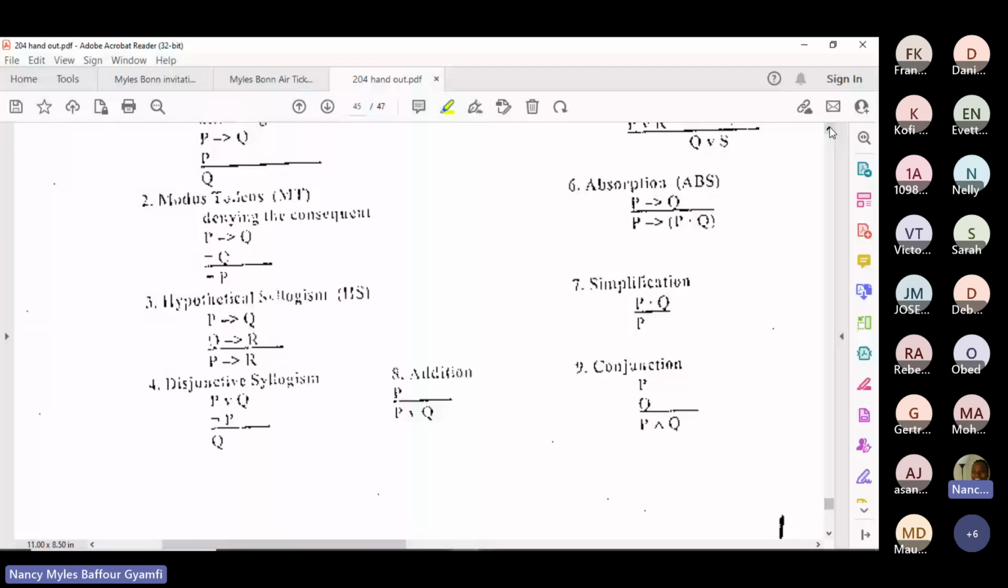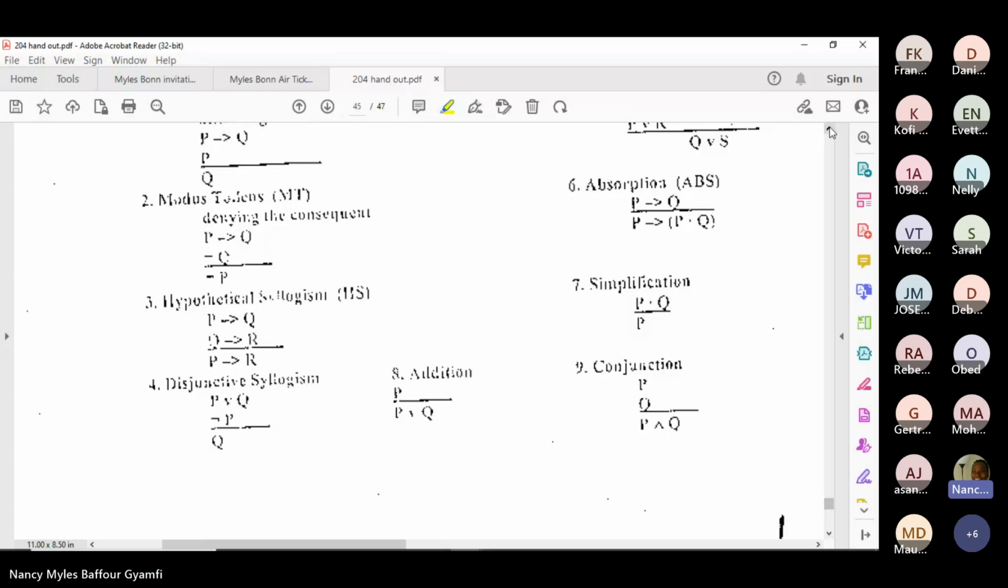Let your eyes see it. Premise 1 is P, premise 2 Q. By the rule of conjunction, it will become P conjunction Q. So simplification and conjunction are easy. Simplification starts with a conjunction, therefore you conclude one of the conjuncts. Conjunction starts with two independent conjuncts, then you put them together and say therefore P conjunction Q.